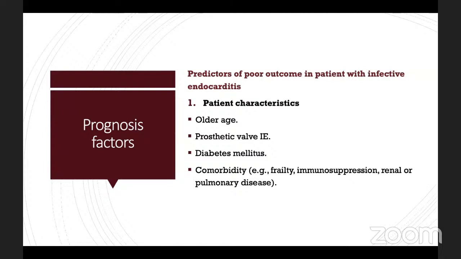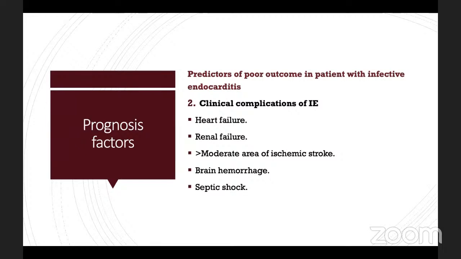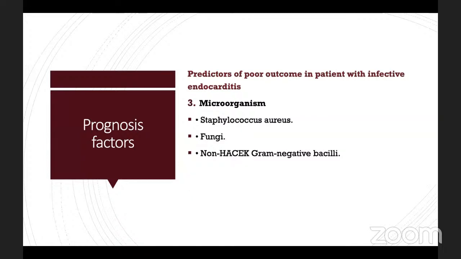Prognostic factors, predictors of poor outcome in patients with infective endocarditis: patient characteristics like old age, prosthetic valve infective endocarditis, diabetes mellitus, and comorbidities like frailty, immunosuppression, renal or pulmonary disease. Clinical complications of infective endocarditis go with a worse prognosis, like heart failure, renal failure, more than moderate area of ischemic stroke, brain hemorrhage, and septic shock.